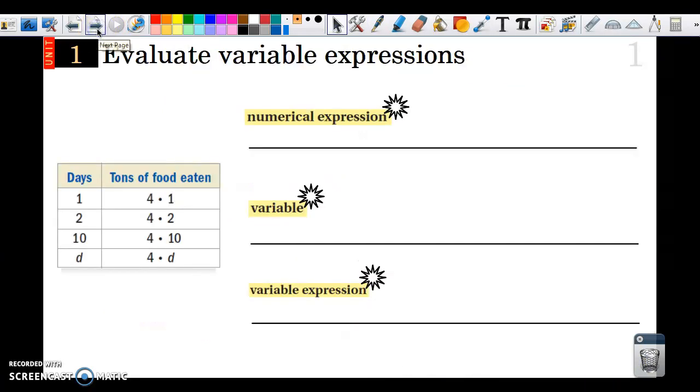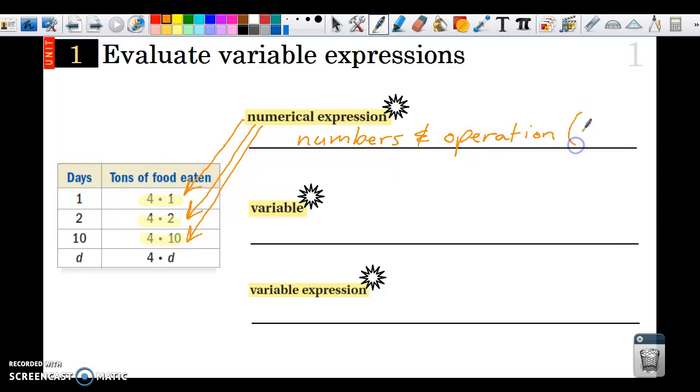These are all examples of numerical and variable expressions. The first 3 calculations that I did, 4 times 1, 4 times 2, and 4 times 10, are all numerical expressions. Numerical expressions are just numbers and operations together. If you don't know what the word operation means, operation is just multiplying, adding, subtracting, or dividing. It's those 4 operations that we know.